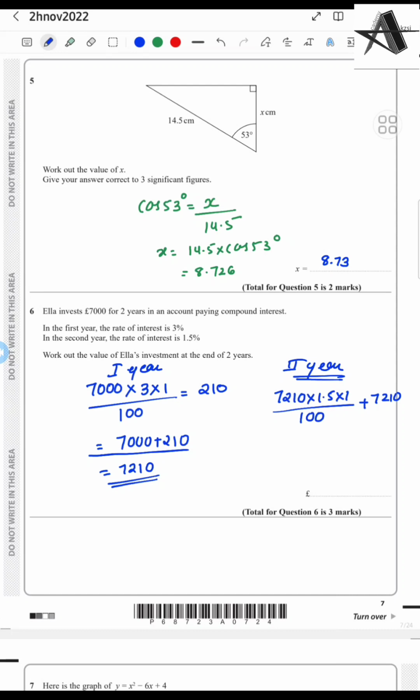You will get your actual amount plus interest, and then in the next year your principal amount will change, and that will be what you got at the end of the first year. This is what compound interest actually is. In simple interest, the principal amount remains the same, but in compound interest it keeps on changing every year. So when you solve this, it comes out to be 7318.15. So that's your final answer, which is 7318.15.